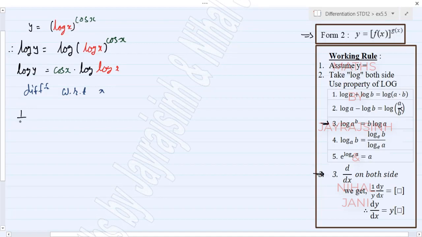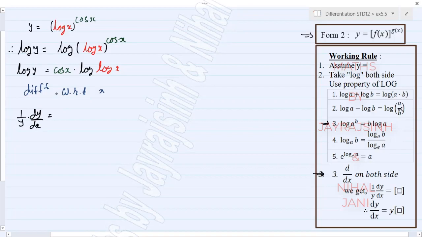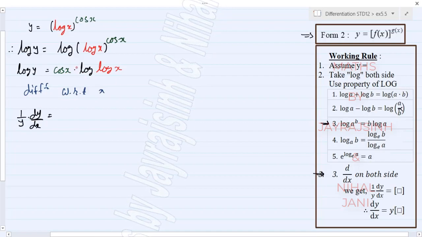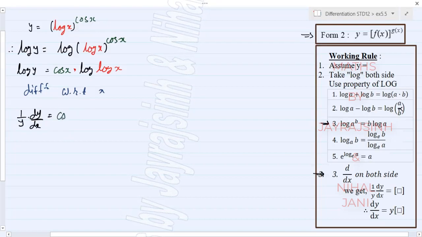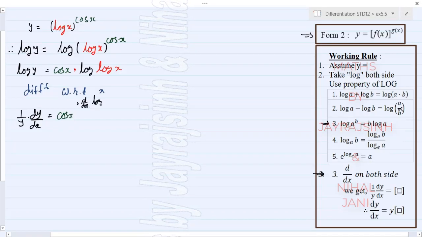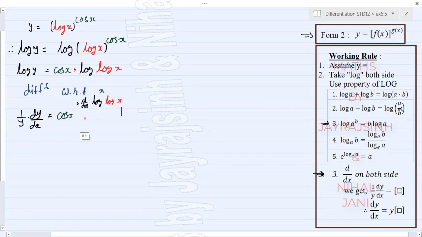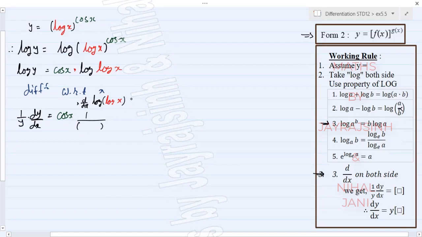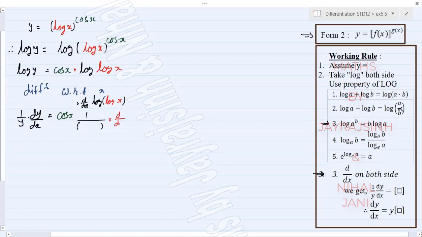Differentiation of log y is 1 upon y dy by dx, and on right hand side we have cos x into log of log x, so we have to apply multiplication rule. So let's say in first step your cos x is as it is, we just focus on differentiation of log x, and for that we have to consider box around the log x. So differentiation of log box will be 1 upon box into d by dx of box.